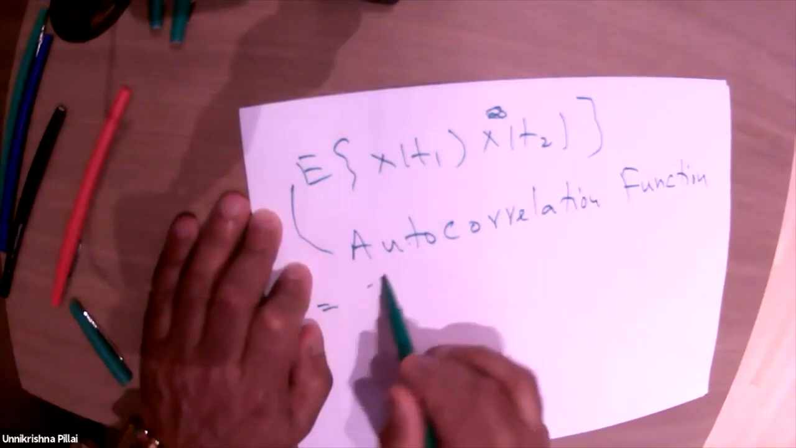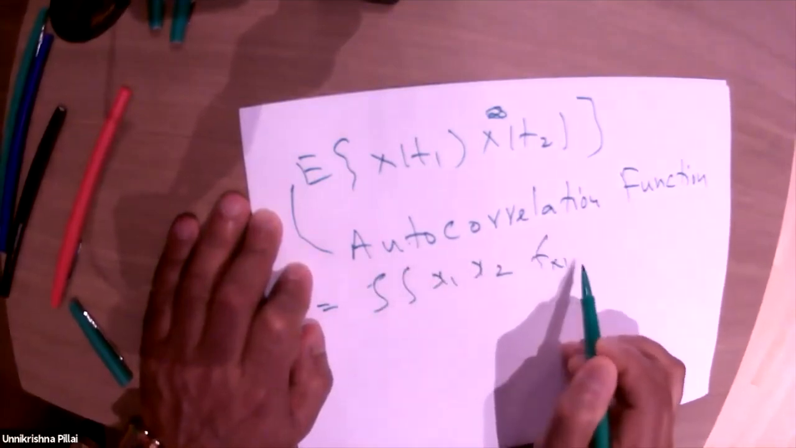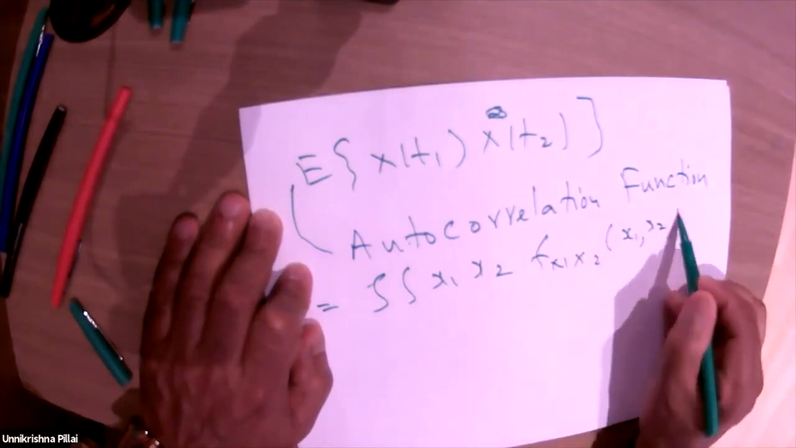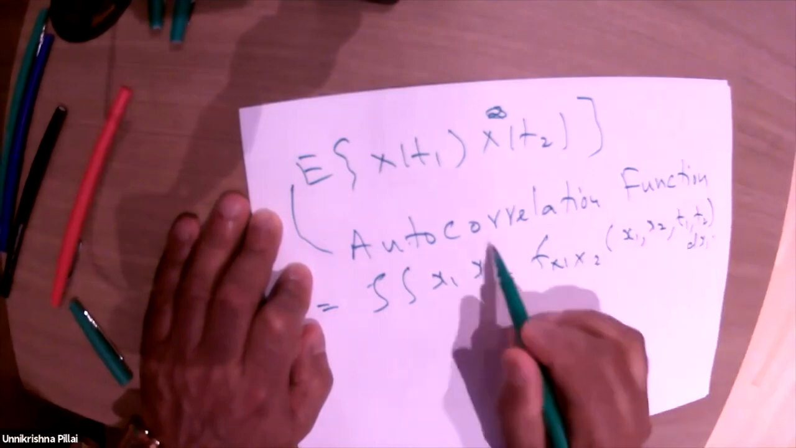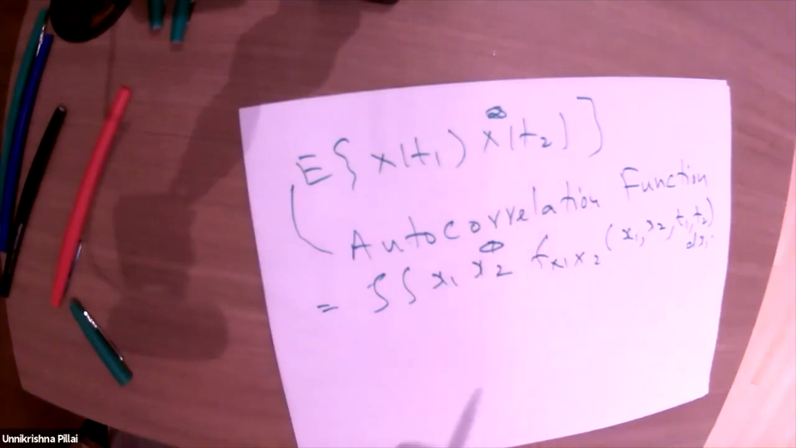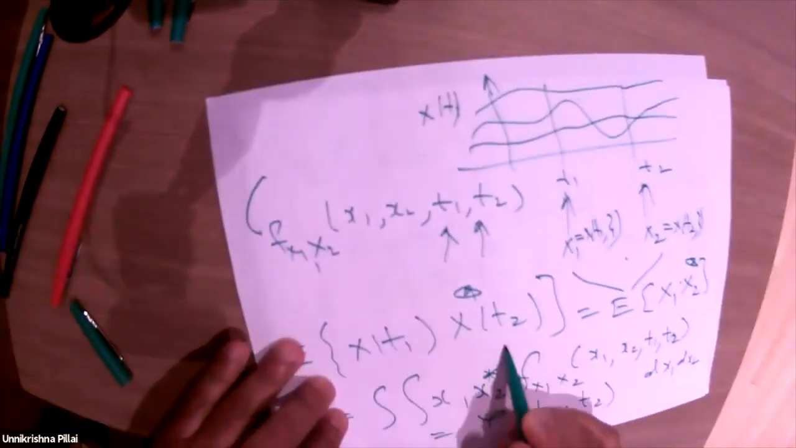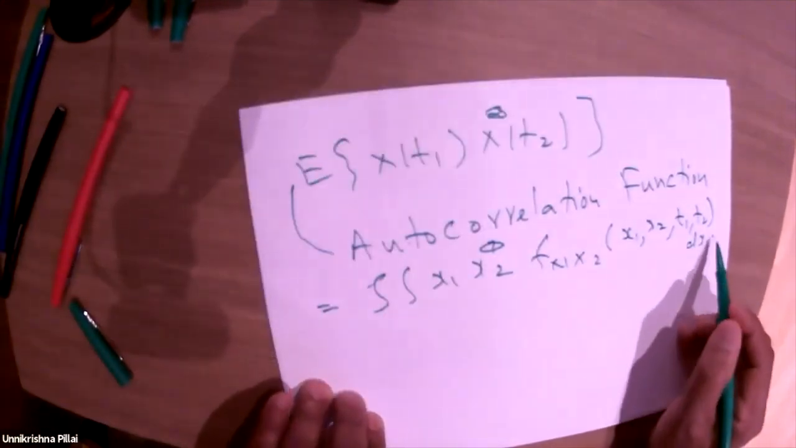As I said, this is going to be the double integral of x1, x2, f of x, dx1, dx2. You can see one issue is that you need the joint density function to compute this. Even here, I should have put a star here, and in the previous page too. Of course, if everything is real, there is no reason.